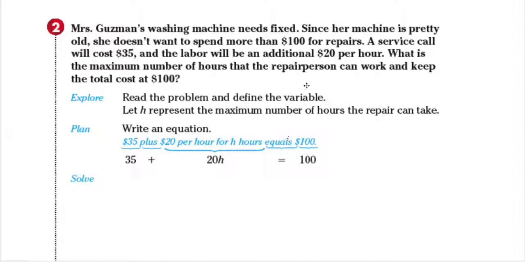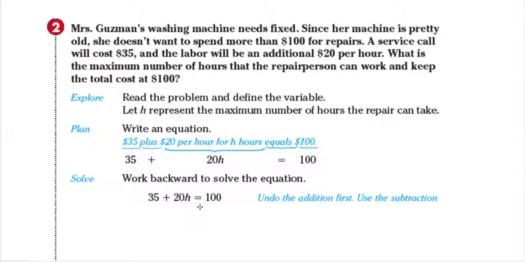Because it says here her machine is pretty old. She doesn't want to spend more than 100, so the amount should be equal to 100. Let's solve this problem backward. We have 35 plus 20H equals 100. Undo the addition first, use subtraction.